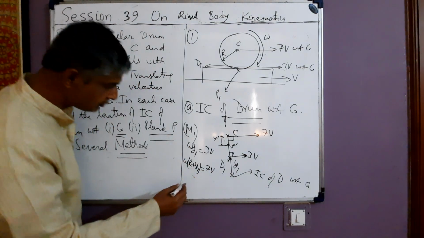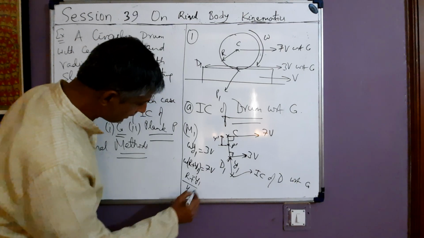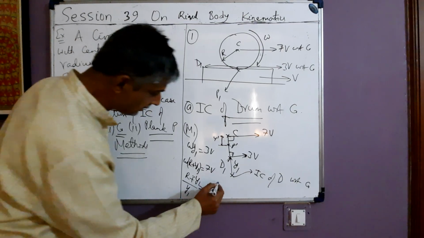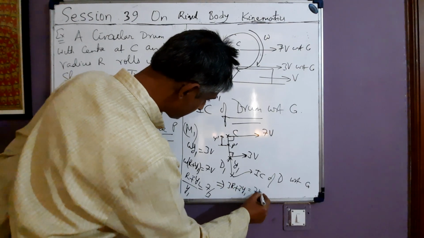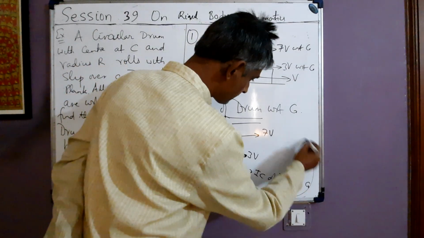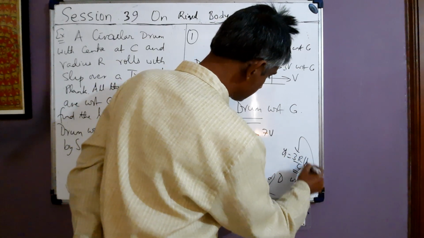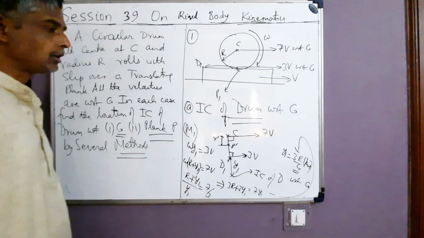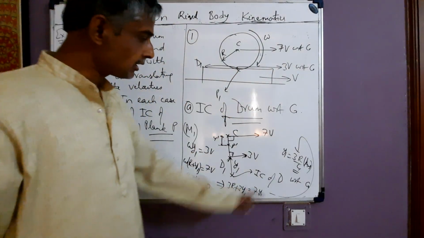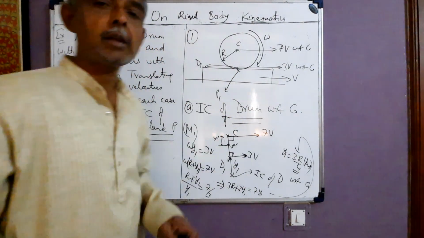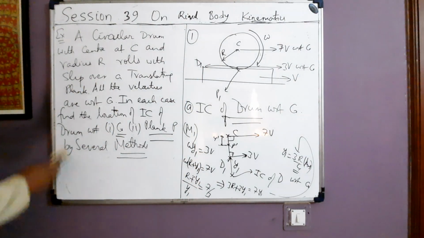Alright, now if you divide these two, omega will go away. (r plus y1) by y1 is equal to 7 by 3. This means 3r plus 3y1 is equal to 7y1. This means y1 is equal to 3r by 4. Answer: the IC of the drum with respect to ground is at a distance of 3r by 4 below D1. This is the answer to the first part of the question by method 1.